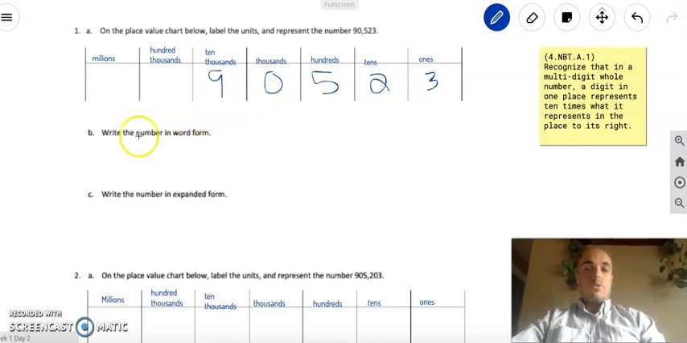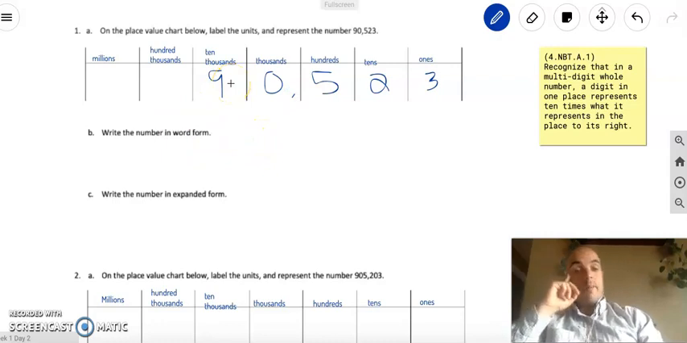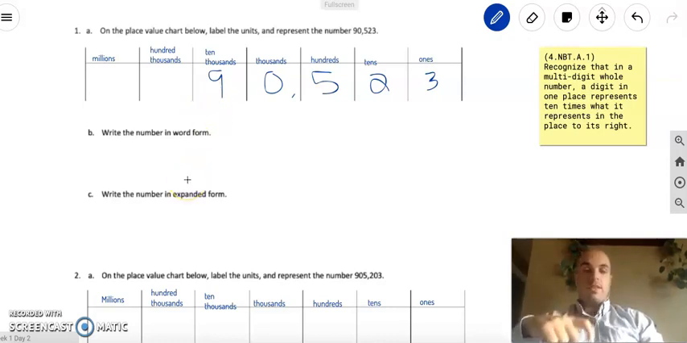So now we're going to write the number in word form. So as you guessed, I'm just going to type out exactly what this number is. I'll put a comma here just to make it look a little nicer. So I'm going to say it out loud. I'm going to hear it in my head. 90,523. So I'm going to actually break it up that way, the way I just said it. Really good tip for when you're doing this is just say it out loud yourself. I do it every time.